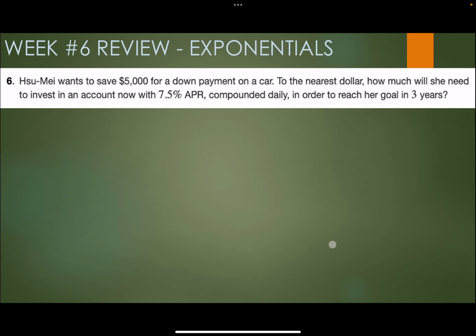All right, number 6. Husmay wants to save $5,000 for a down payment on a car. To the nearest dollar, how much will she need to invest in an account now with 7.5% APR compounded daily in order to reach your goal in 3 years? Okay, so pause it if you want to practice it, and then we're going to work through it. And this slide had several problems on it. We're going to do a couple. I'm just going to put 6 on this one. We're also going to do 8 on this one.